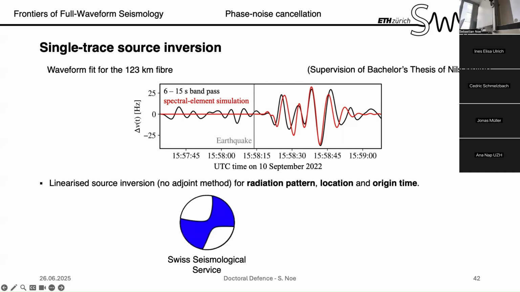So these results have been published as well, but the story would not be complete without mentioning the work of a bachelor student that I supervised, who used only this data to perform a source inversion in a linearized manner. If we now compare here the radiation pattern that we have from the Swiss Seismological Service, and if you only had this data, your radiation pattern would look like this, which is pretty close to each other. This is within the uncertainty. So it seems that even though we only have a single trace, there's actually a lot of information in there that we can use.